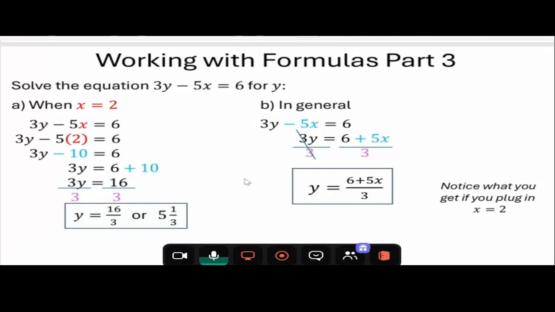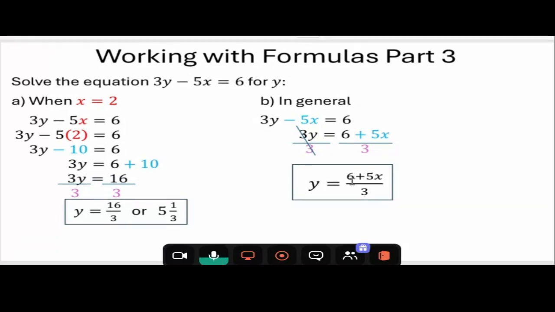And that is the end. I'm going to go back one slide just to not confuse the issue by saying that x is 2, because again, in part B, x is not 2.